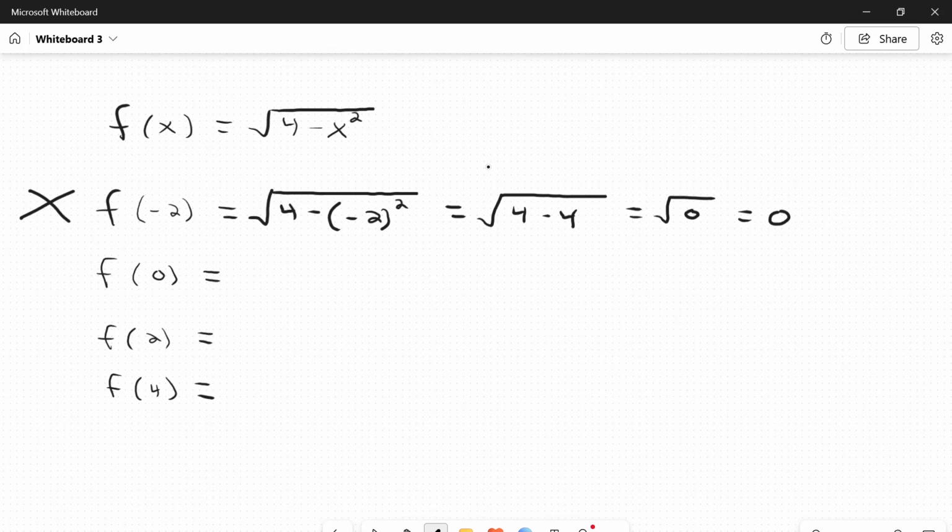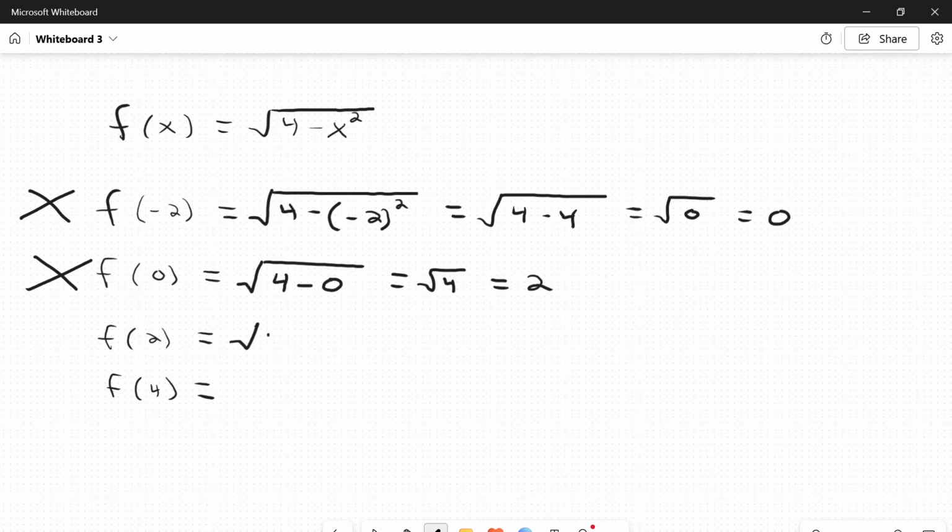So this is not the answer choice that we're looking for, because I did get a real number. I'm looking to see if I take the square root of a negative. That's what I'm looking for. So now if I plug in a 0, that would be 4 minus x squared, 0 squared is 0, so that's just 4 minus 0, which is the square root of 4, which is 2. That is a real number, so that's not the answer choice we're looking for.